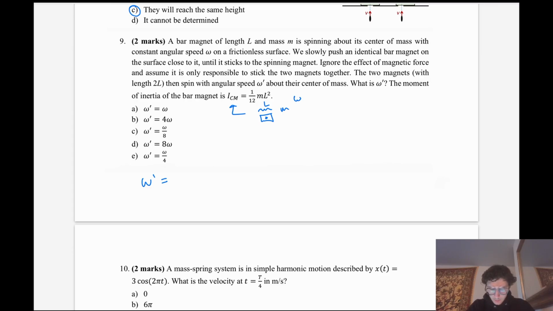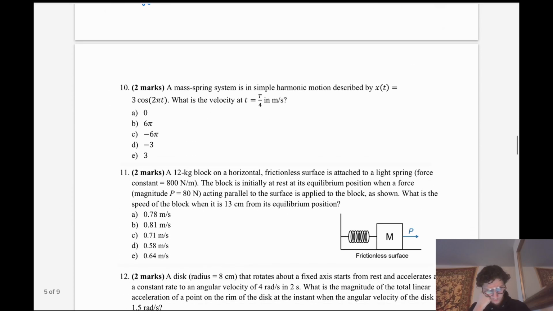Until it sticks to the spinning magnet, the two magnets with length 2L then spin with an angular speed about their center of mass. So now we have one magnet like this, maybe a bit longer. Let me erase this. One magnet like this, and then another magnet like this, and I put a dot at the center of mass. Now they're spinning about their center of mass here, and this now has length 2L because it's the length of two of these. Since the things are combined, it also has mass 2m. So what is omega prime? Oh man, I'm not sure about this one. I think I'm going to skip this one too.